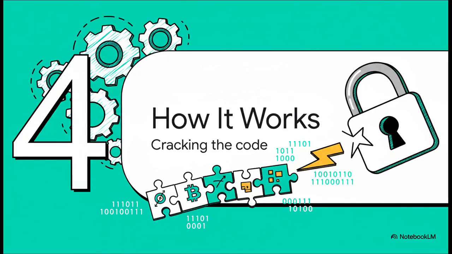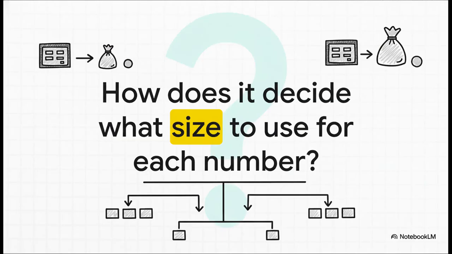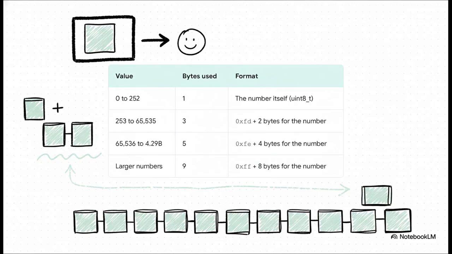So let's get into the nitty-gritty. Section 4. How does this thing actually work? It's time to crack the code on this super clever system. So the big question is, how does it know? How does Bitcoin decide whether to use a tiny little data bag for a small number or a bigger one for a large number? Well, it all comes down to a really simple set of rules. Okay, this table lays it all out. And check this out. This is the coolest part. Look at that top row. For any number of inputs from 0 all the way up to 252, and let's be real, that covers most transactions, it uses just one single byte. That's it. It's unbelievably efficient. It only starts using more space when the number gets bigger, and it does that by adding a special prefix.